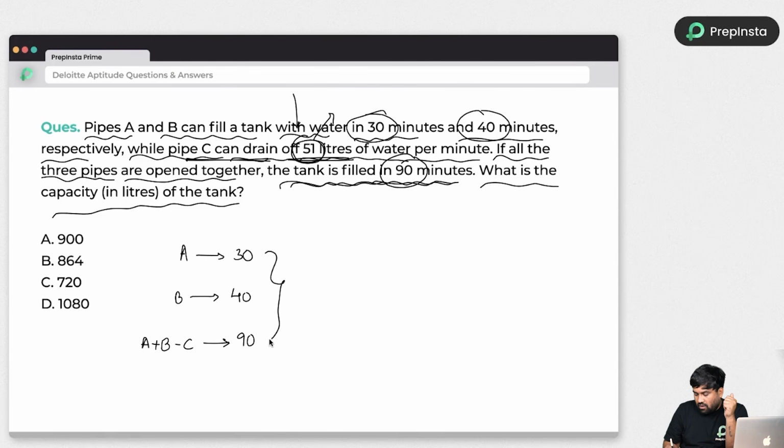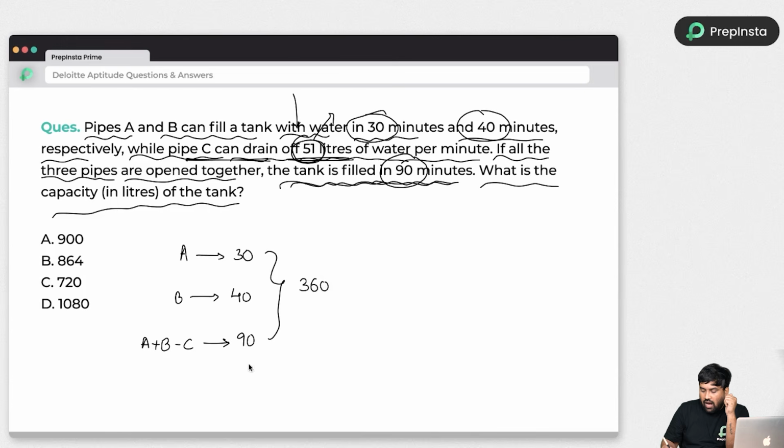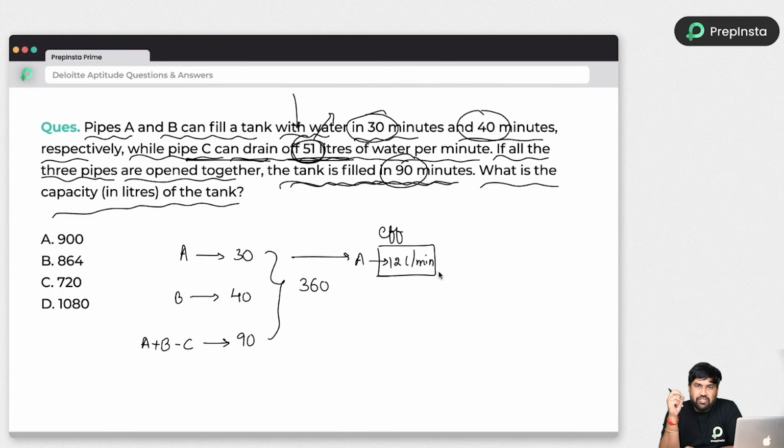Take the LCM of these three elements: 3, 4, 9. The LCM is 36, so the answer is 360. If you divide 360 by 30, you get the efficiency. The efficiency of A is 12 liters per minute. See what we got? The capacity or efficiency, right? So the efficiency of A is 12 liters.